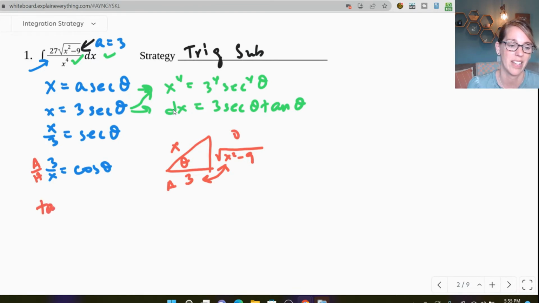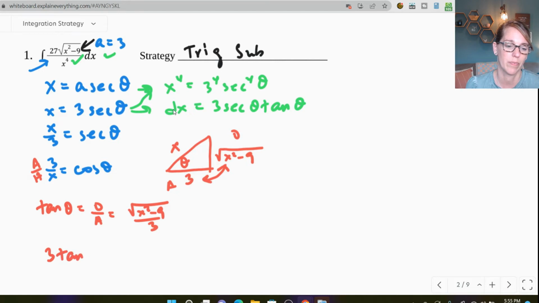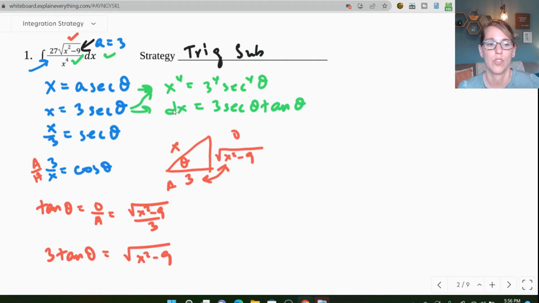So I'm going to say that tan theta is equal to opposite over adjacent, SOHCAHTOA, and this is the square root of x squared minus 9 divided by 3. So I can replace 3 tan theta with the square root of x squared minus 9. So I've got this one replaced as well. Let's go ahead and do the trig substitution now.